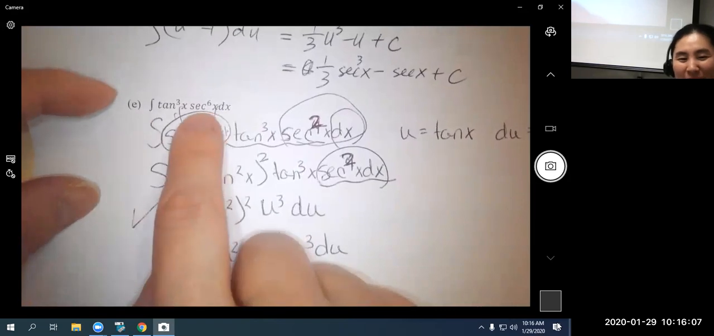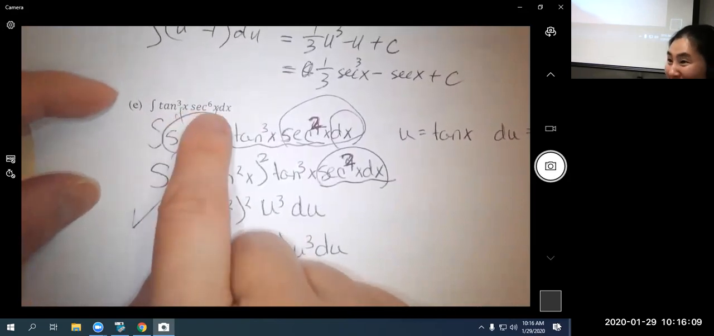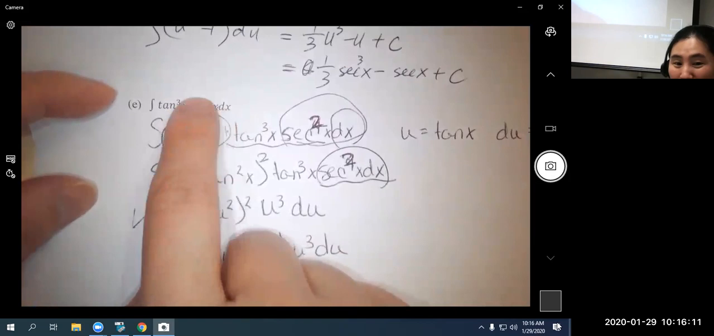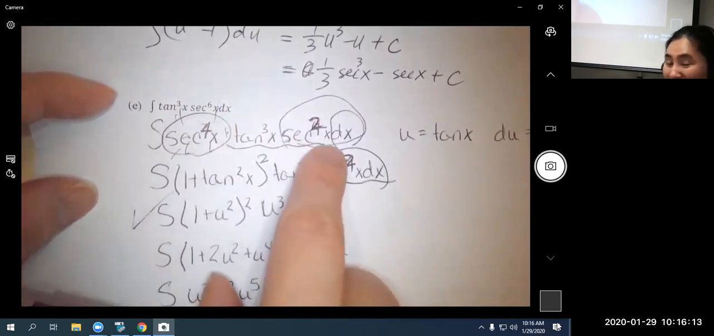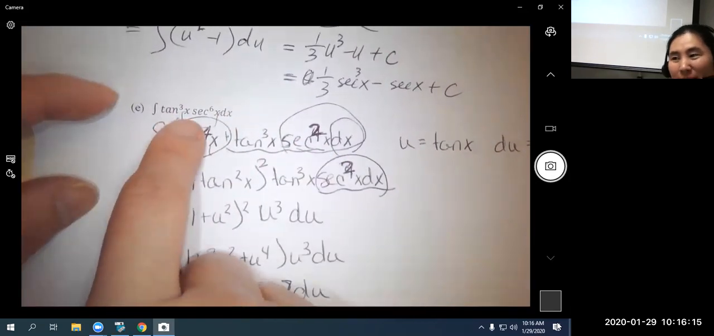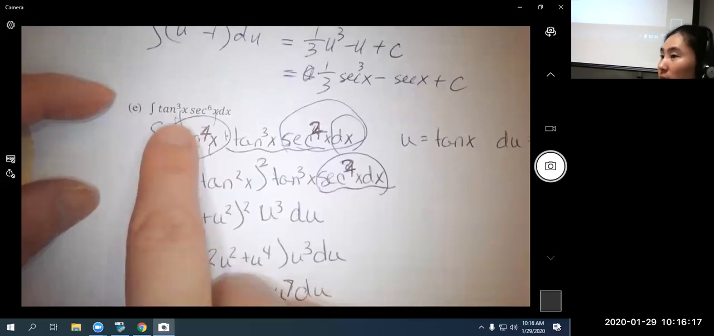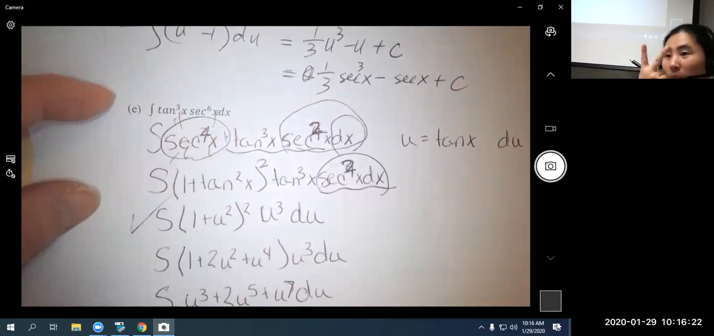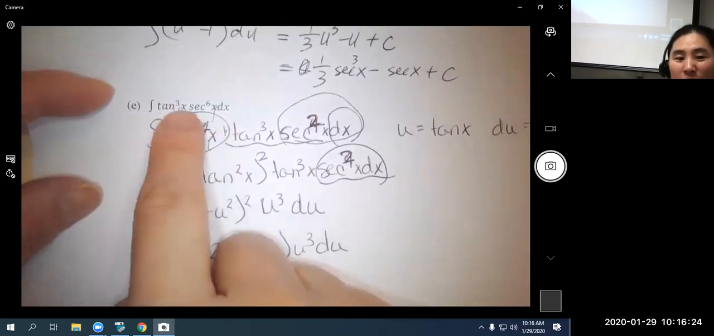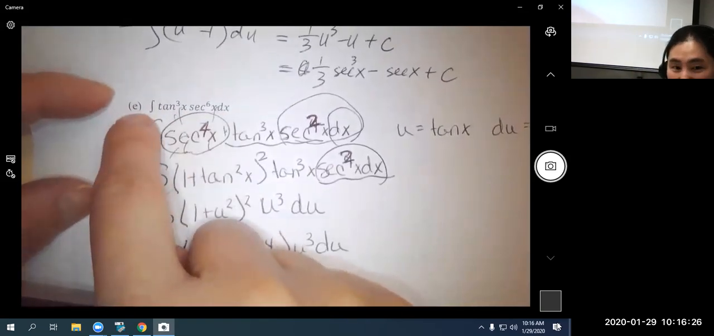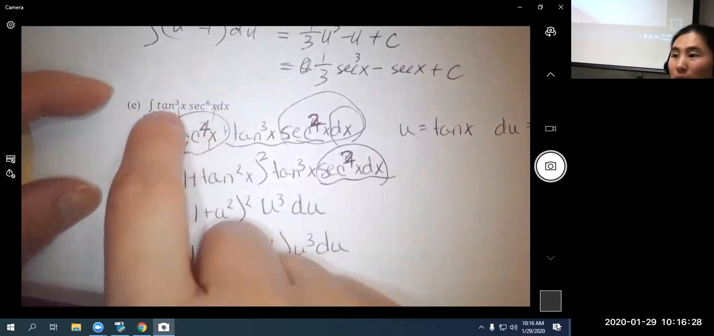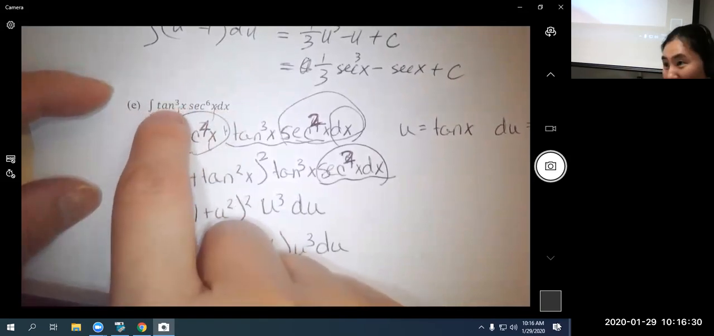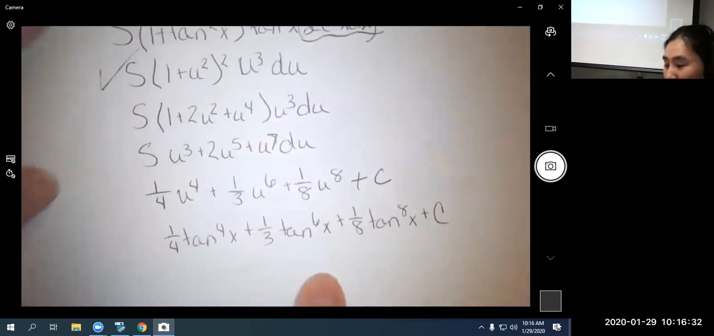All right, now let's go back to question E. Just now, I let you practice when secant of x is even, so we split off the secant x squared. Now let's check, what is the power of tangent? Is it odd? Yes. This means for this question, we can use both methods. So I'm going to lead you to redo question E using the case where the power of tangent is odd, and see whether we have the same answer or not.